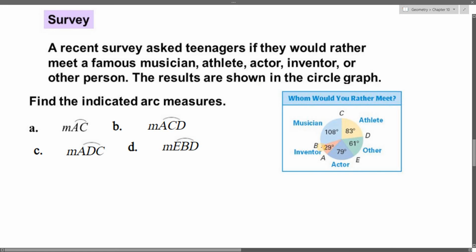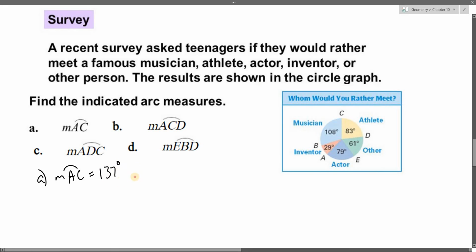Well, AC is going to be the sum of AB and BC. Okay, and so when we look at the two, obviously it didn't give us both of those. So letter A, the measure of arc AC is equal to, let's see, 29 plus 108. Your final answer for that particular one is 137 degrees.